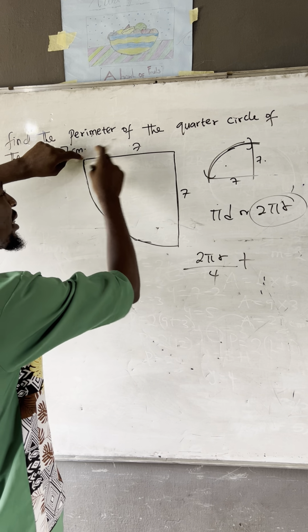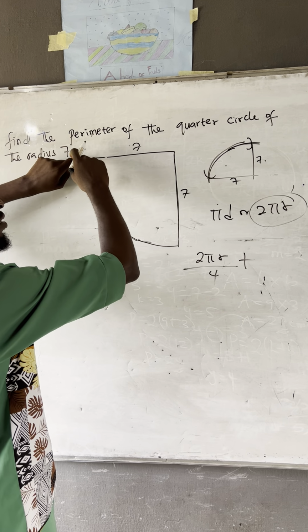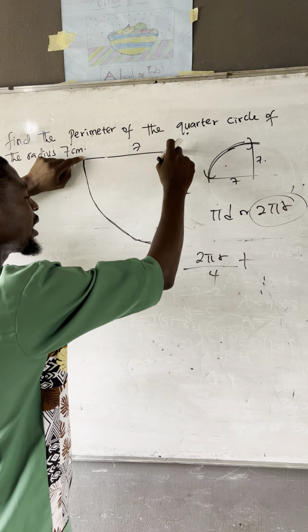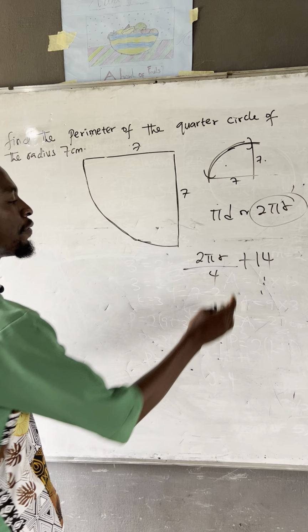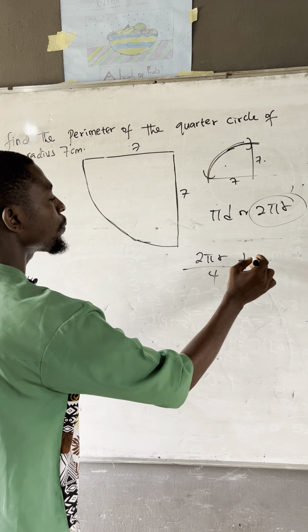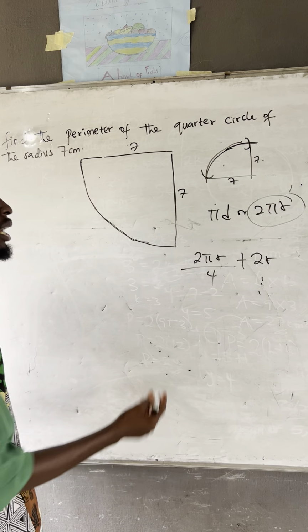Then you're going to add this. You know one thing about perimeter. Perimeter is the distance around the shape. So you're going to add here and this place. So plus what? 14. Or if you are trying to state it as a formula, you can now say plus 2r.